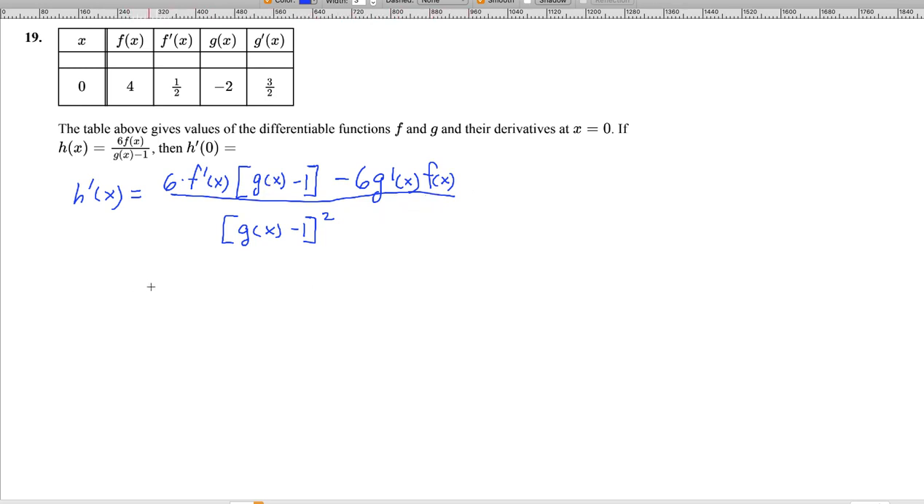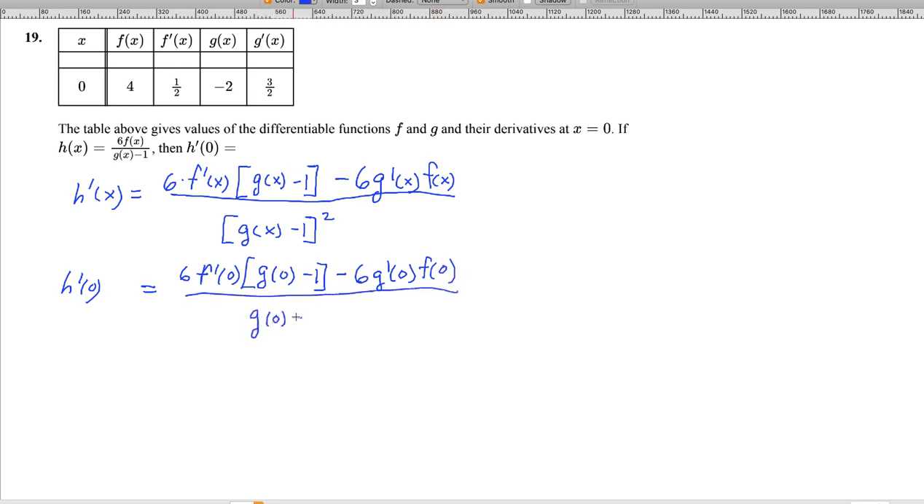So now we're asked for h prime of 0, and you plug in 0 for x, so f prime of 0, times g of 0 minus 1, minus 6 times g prime of 0 times f of 0, over the g of 0 minus 1 squared. And now you use the table.